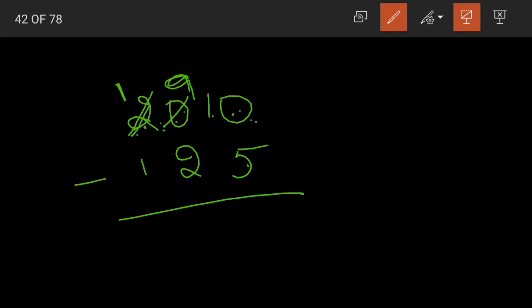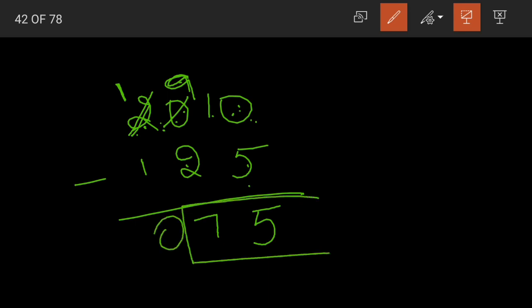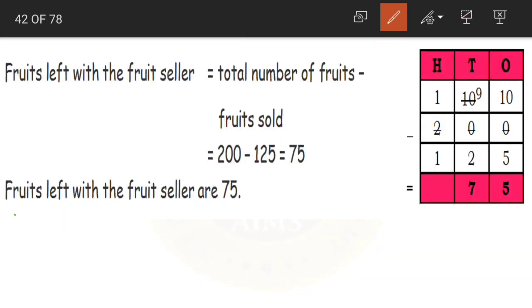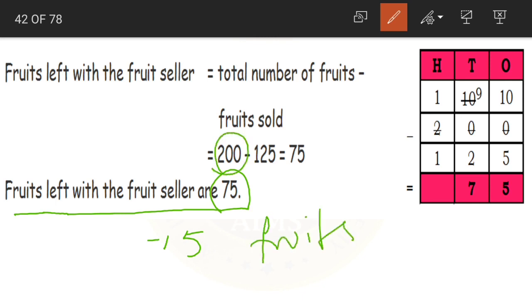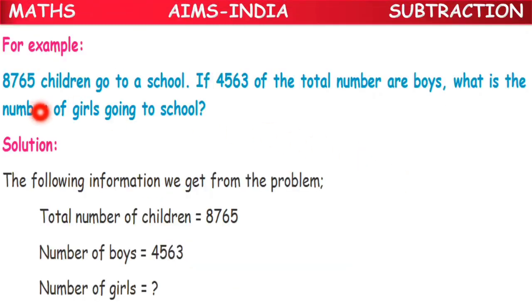Yes, this becomes 10. Here 0 becomes 9. 2 becomes 1. 10 minus 5, 5. 9 minus 2, 7. 1 minus 1, 0. What is this children? What did we get? We got 75. The fruits left with the fruit seller are 75. From 200 fruits, he sold away 125 and he is left with only 75 fruits. Clear children?